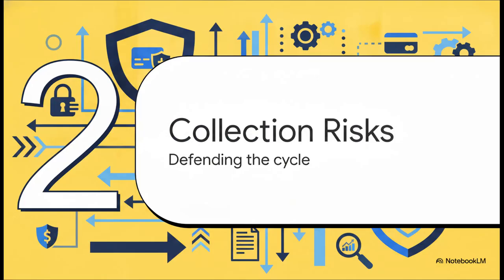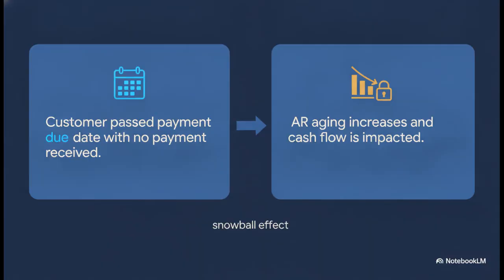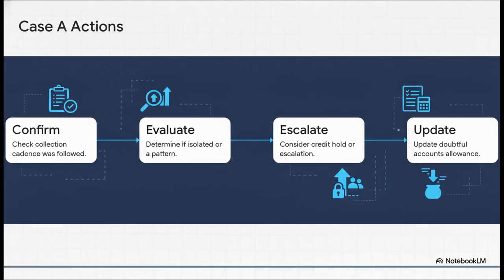Section 2. Defending against collection risks. Let's crack open our first group of client files, starting with Case A. Now, the situation here is incredibly common. A customer has passed their payment due date and crickets, no payment received. But I want you to notice the snowball effect here, the risk. This isn't just a simple calendar issue. A missed due date immediately bloats your accounts receivable. And as that AR just sits there, aging, it restricts cash flow, literally choking the operational oxygen out of the business. So, the crucial point is, how do we respond?